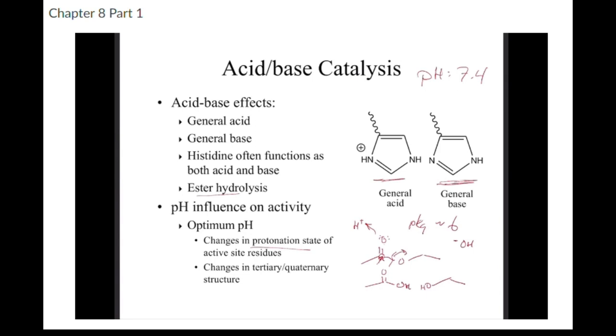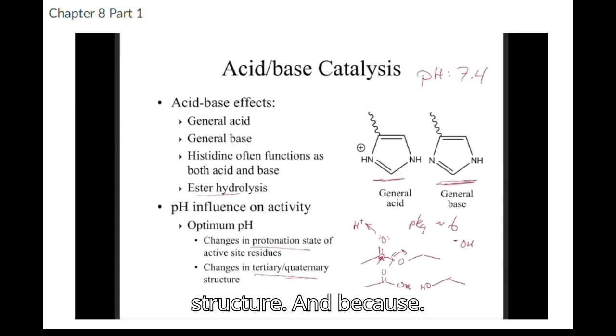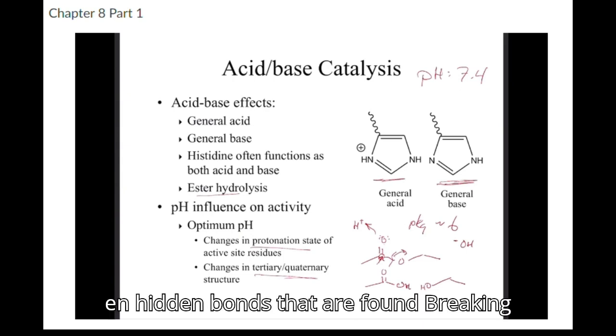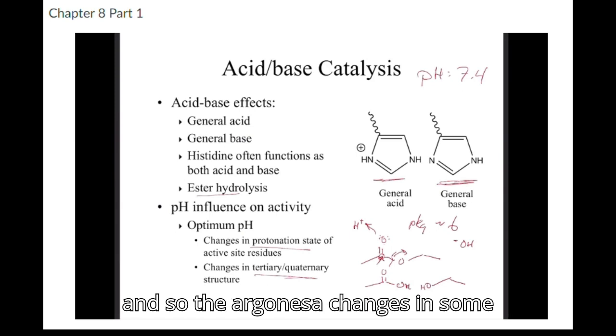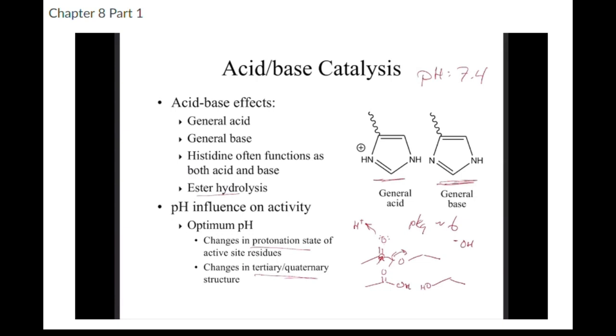Now, the other thing that can happen with pH is we can see changes in tertiary and quaternary structure. This is because amino acid residues get protonated, and as a result, they will cause changes in possibly electrostatic interactions, maybe changes in hydrogen bonds that are forming and breaking on an enzyme. So there are going to be some changes in some of those non-covalent interactions that give rise to tertiary and quaternary structure.